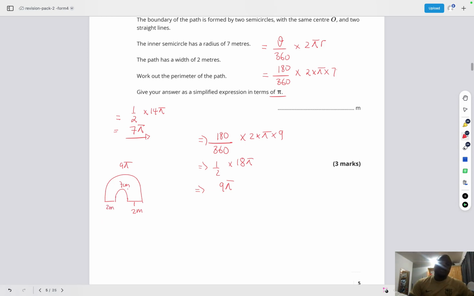So if you look at this now, to find the perimeter, it's the distance around the shape. So we're going to do 7 pi plus 9 pi, then plus 2 meters plus another 2 meters. So pi and pi are like terms. This is 16 pi, and 2 plus 2 is 4. So this is our answer here. You then write 16 pi plus 4. The reason why we are not multiplying out the pi is because the question says give your answer as a simplified expression in terms of pi. So this is our answer.